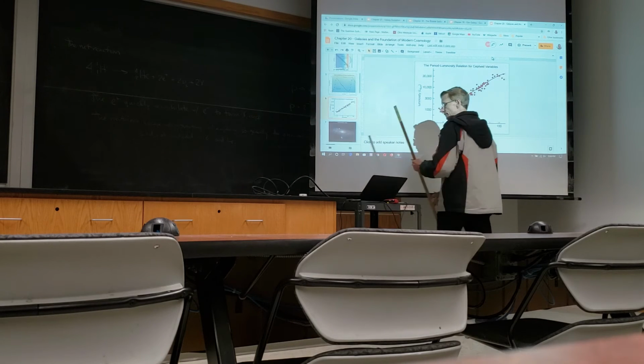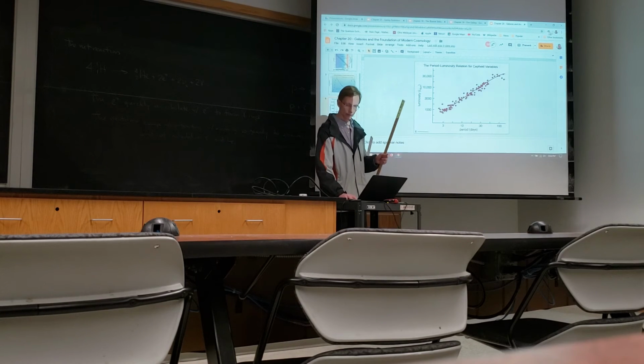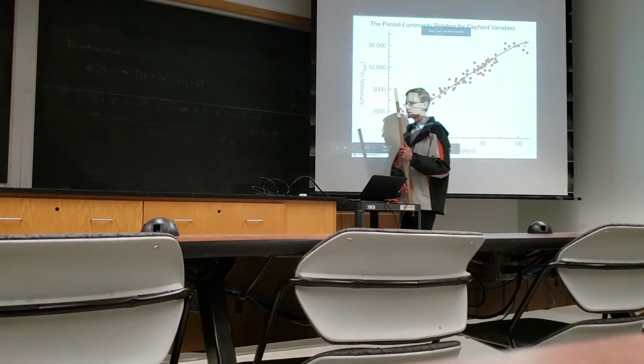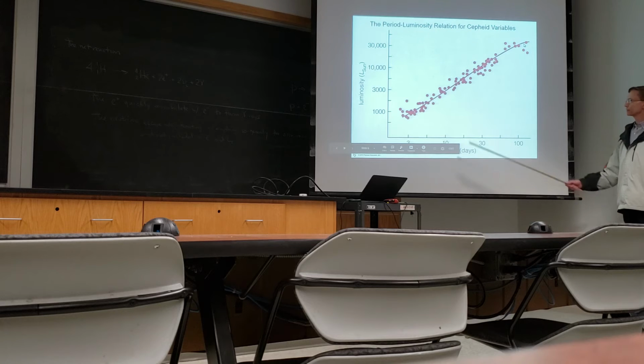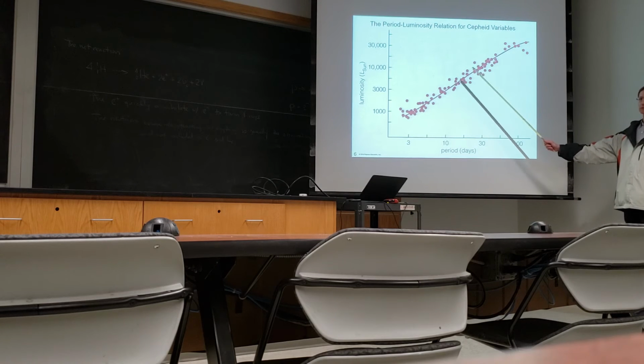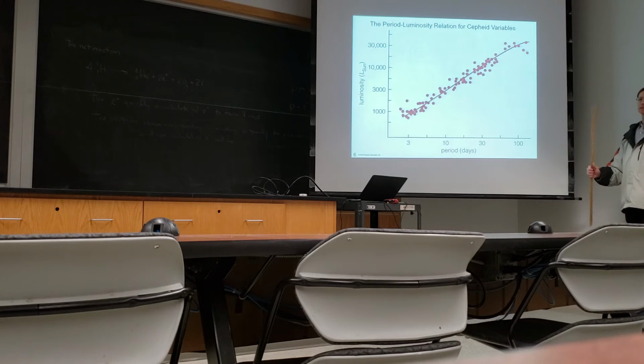And this is the period luminosity for Cepheid variables. The other thing is they're very bright to begin with. They're more than 1,000 times the sun's luminosity, which means we can see them in other galaxies. They're so bright we can see these individual stars in other galaxies.